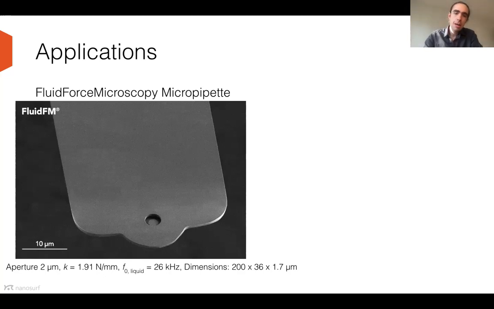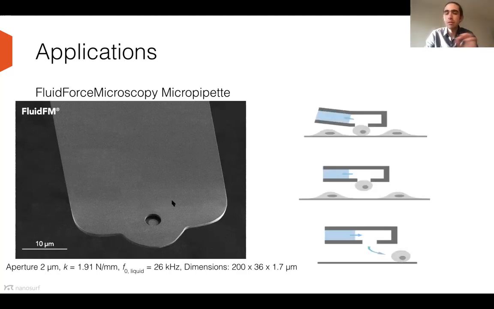We can use a micropipette as used in fluid force microscopy. Here you see a cantilever that has a small aperture at the end, and the cantilever itself is hollow. Now what you can do is apply a negative pressure, that is a suction, at the end of the cantilever.